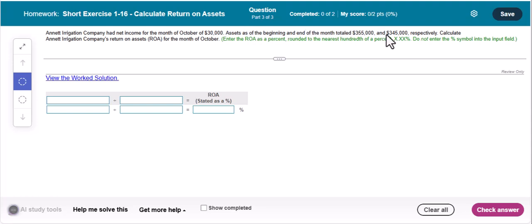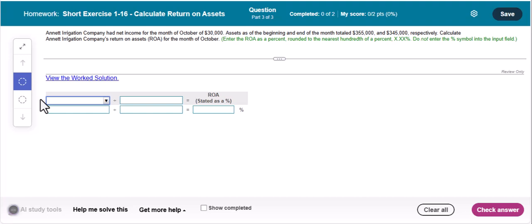$355,000 and $345,000 respectively. Calculate a net irrigation company's return on assets, ROA is the abbreviation for that, for the month of October. Enter the ROA as a percent, rounded to the nearest hundredth of a percent, so to 2 decimals. Do not enter the percent symbol into the input field.